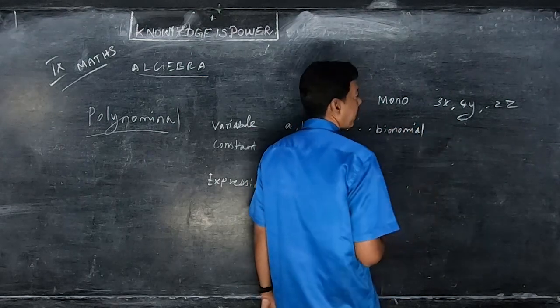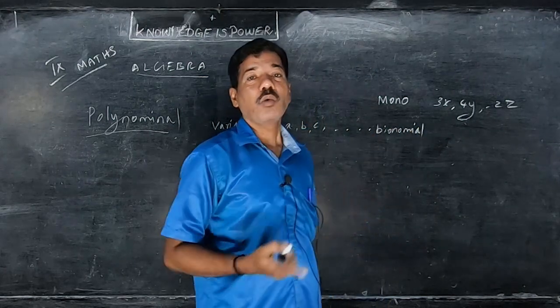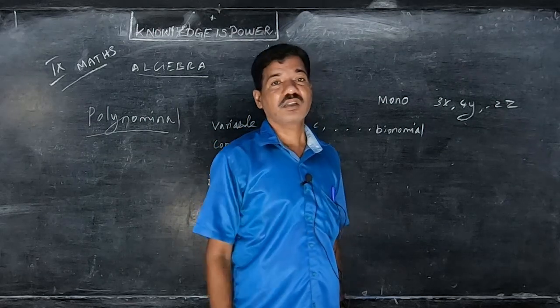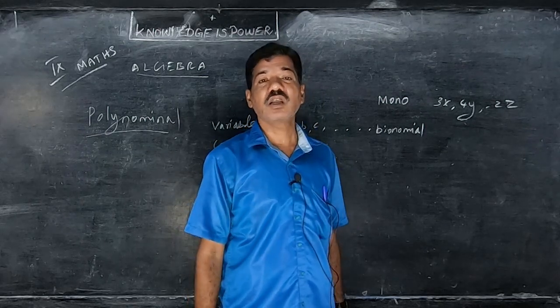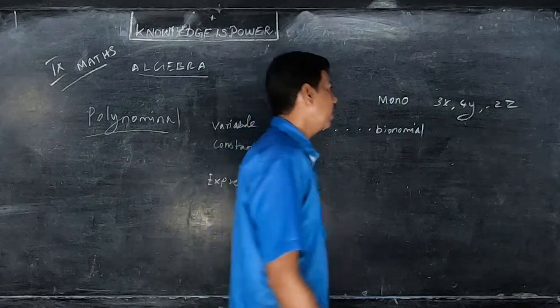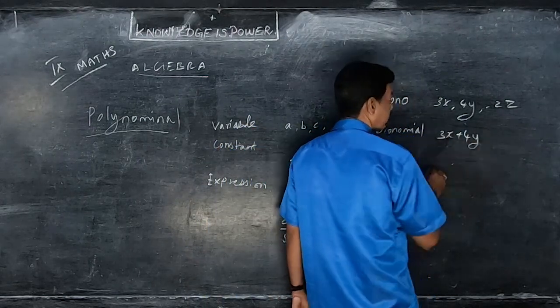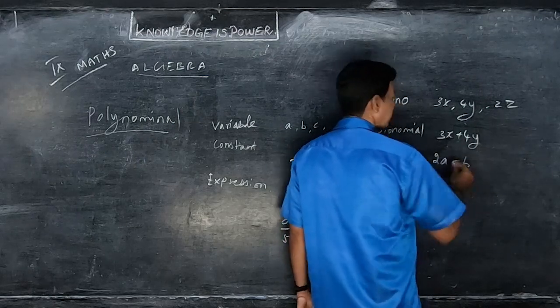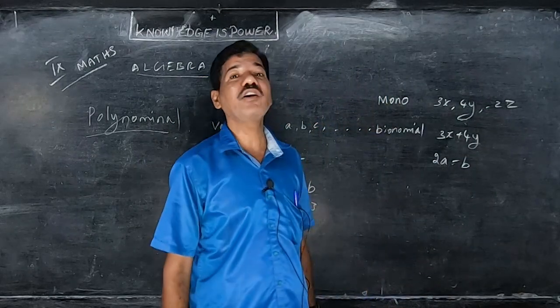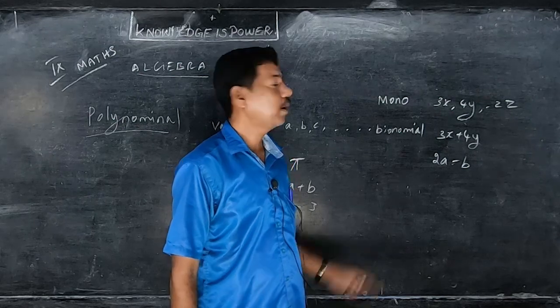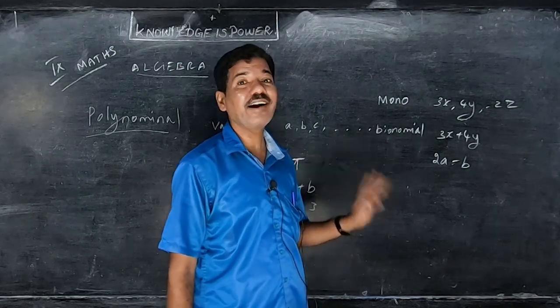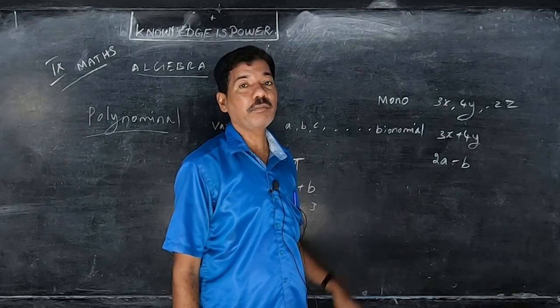Binomial. What is the meaning of binomial? It consists of two terms. Then it is called a binomial. How can we represent that? 3x plus 4y, 2a minus b. These are all called a binomial. ஏன்னா ரெண்டு டேர்ம் இருக்கும், அதனால பேர் binomial.